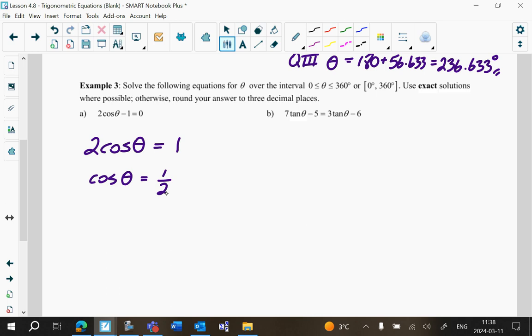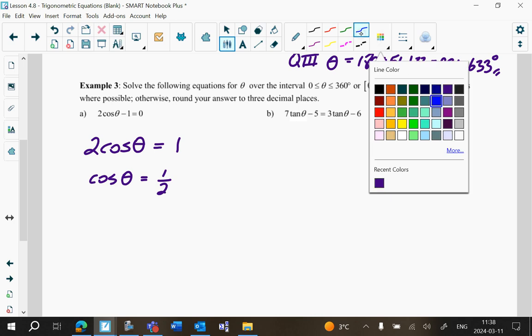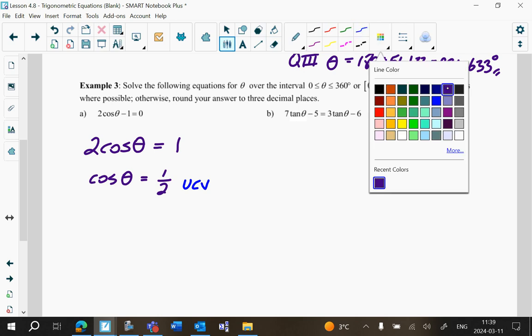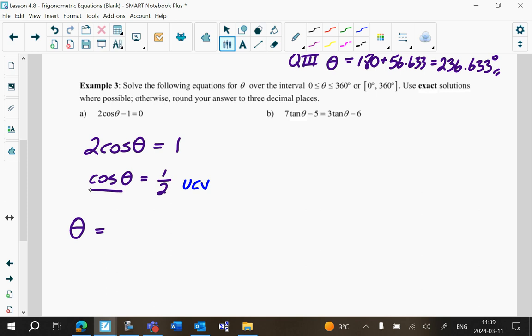Really? Yeah, it's a unit circle value. I mean, you can do the calculator route. It'll get you the answers, but it's awfully long. So theta, now I'm looking for an x coordinate of 1/2. What angles have an x coordinate of 1/2? 60 and 300 degrees. Good.